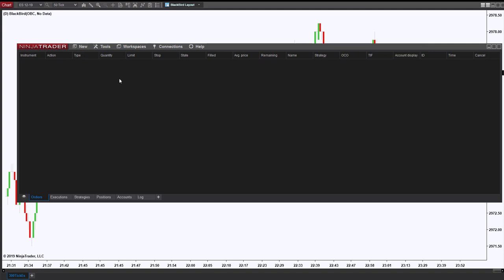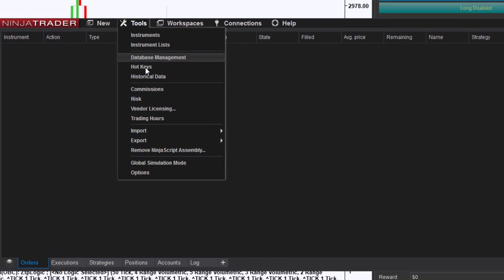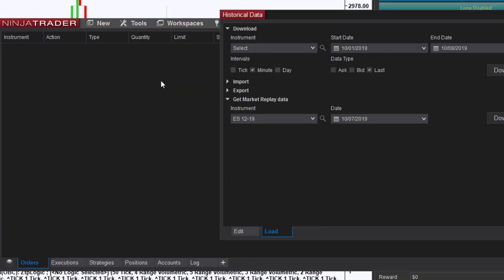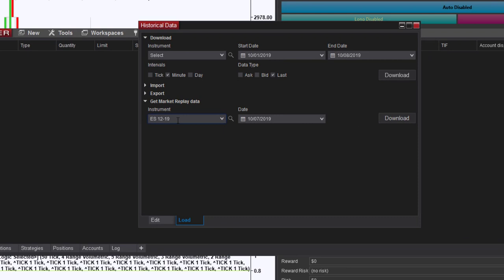Next, what we want to do is load yesterday's data. If you've never done that before, you need to first disconnect from any connections here. So we come to the Tools menu and Historical Data. We click the Load tab down here. We select the December 19 instrument. We select October 7th, and we just click Download. And it's a very fast process to get the data.